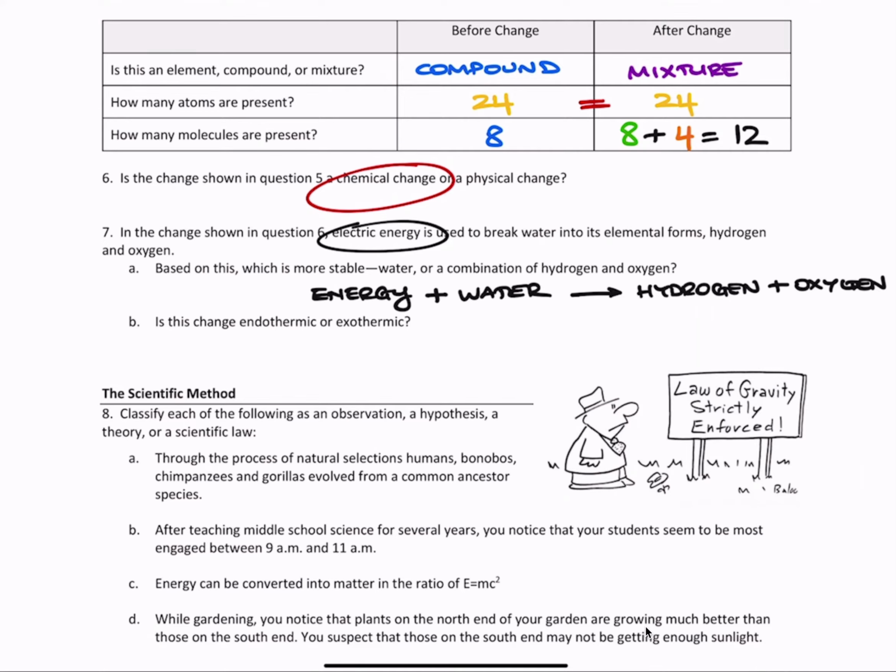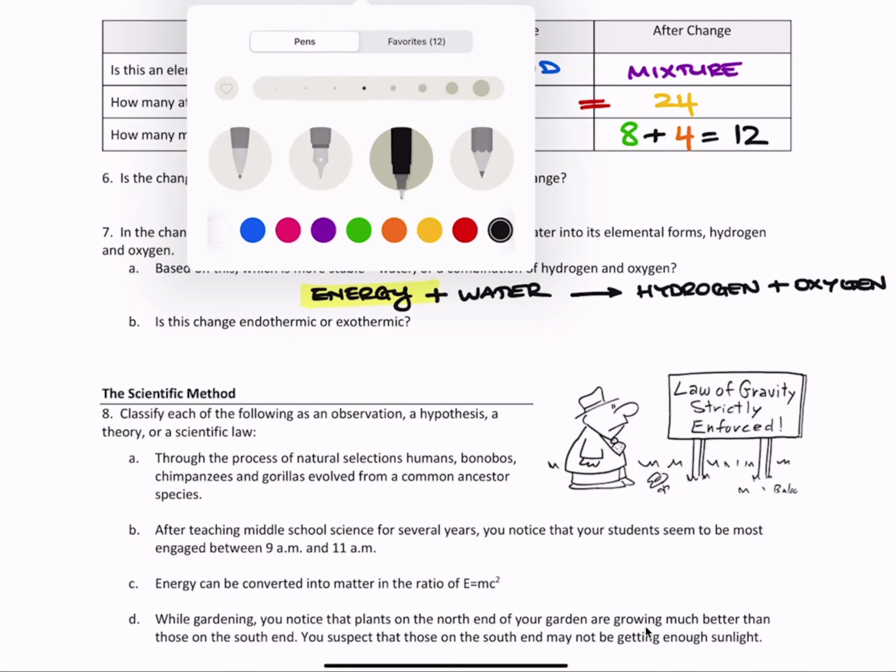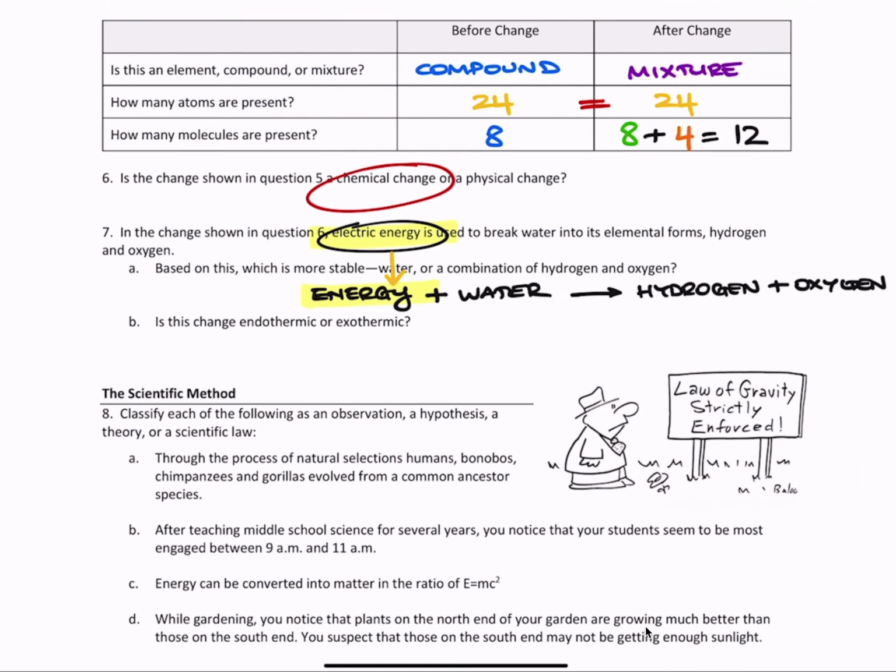Okay, so when this electric energy is applied to the water, we can break the water down into the elemental form, hydrogen and oxygen. Therefore, what you need to remember is the law of energy conservation. So the amount of energy I have before is the same as the amount of energy that I have after, okay? And whatever has the least amount of energy is the more stable.